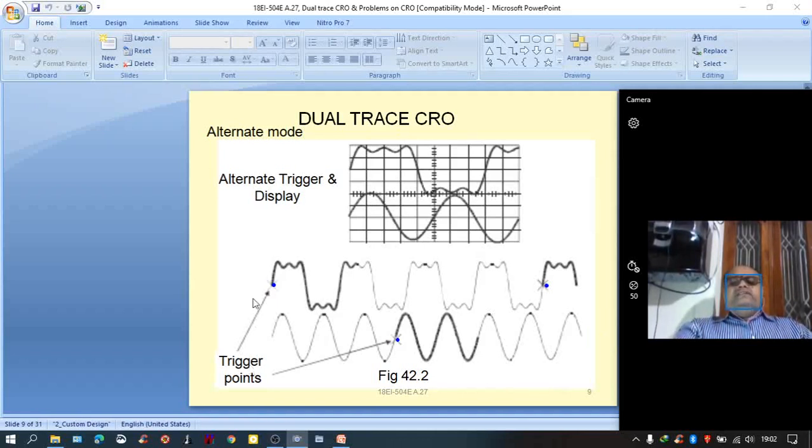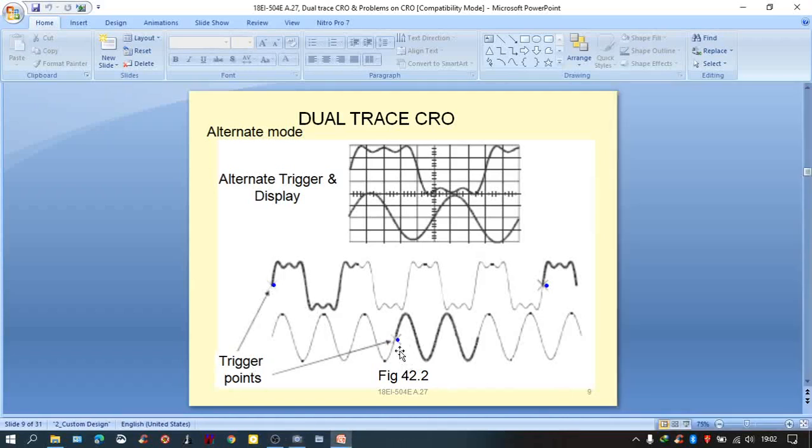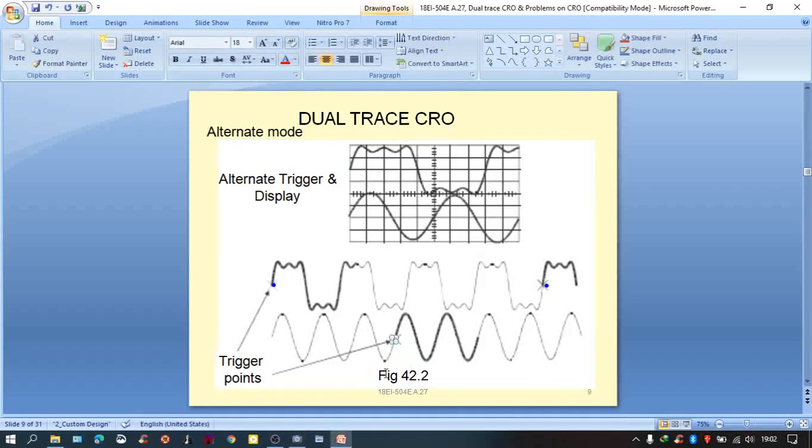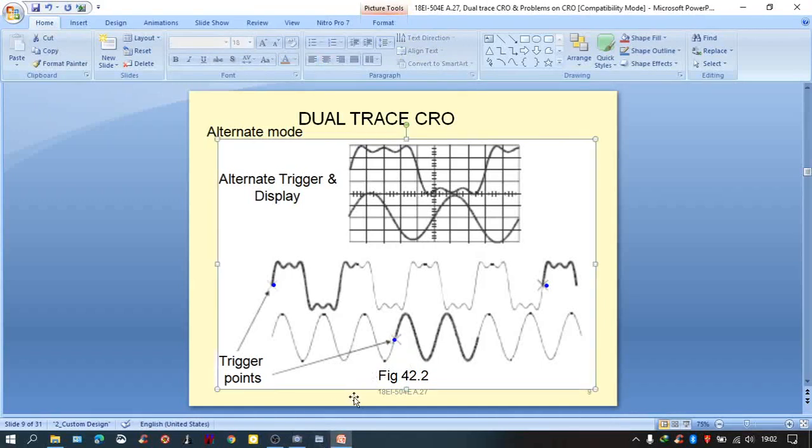the trigger points are selected at different points of the signal, but in both the cases, the trigger points should be at the same phase. That point is very important. In both the cases, the trigger point should be starting from the same phase of the signal. Here it is starting at this point of a cycle. So at the same point of the cycle, the second signal also has to be triggered. That care has to be taken.